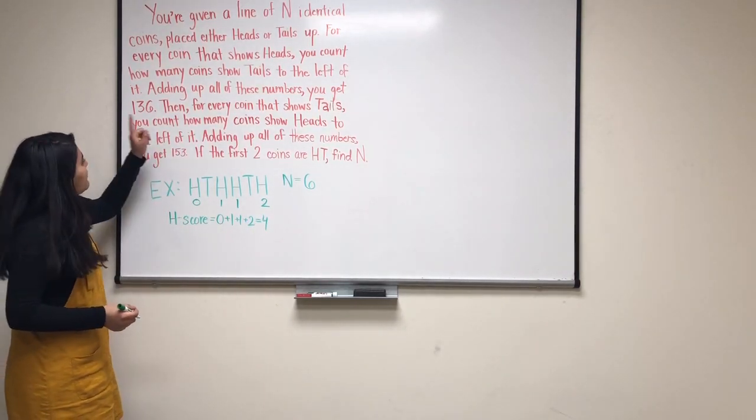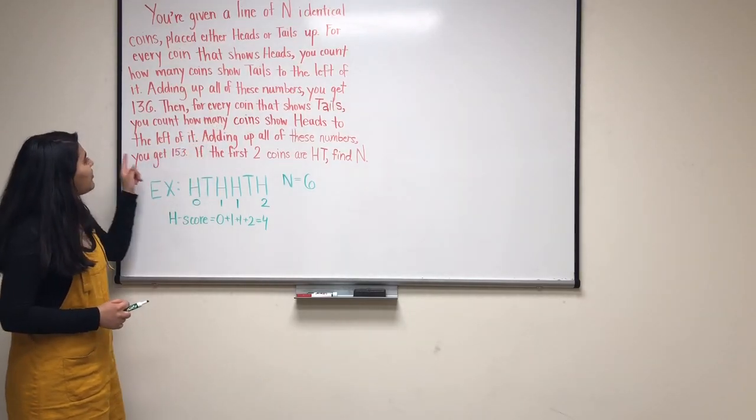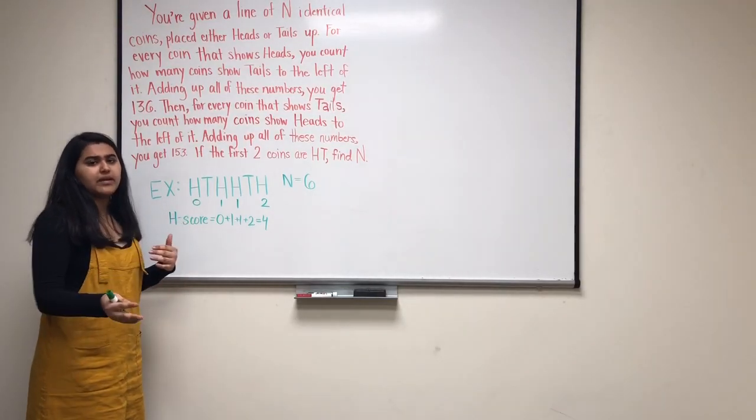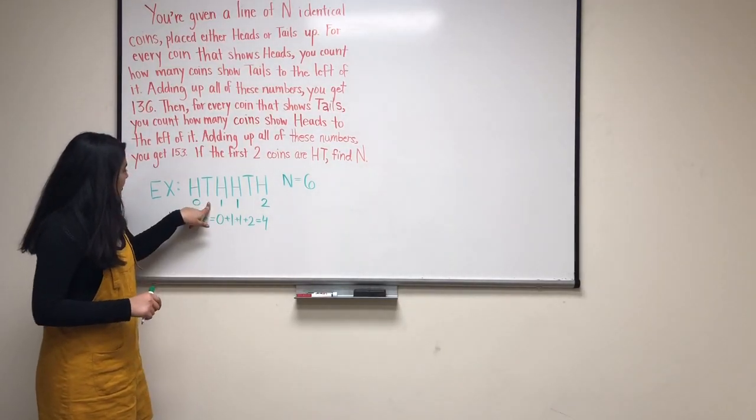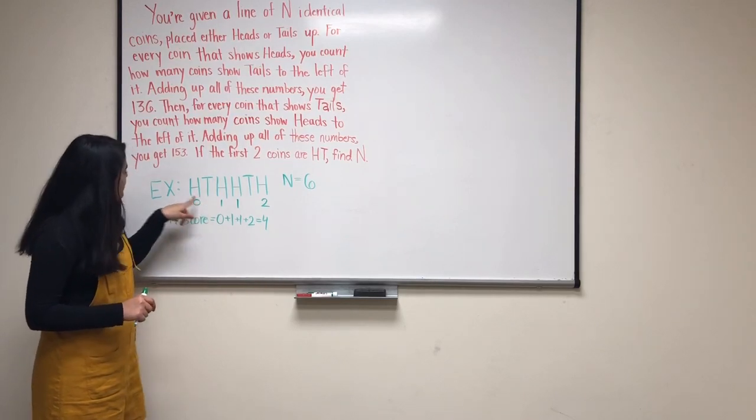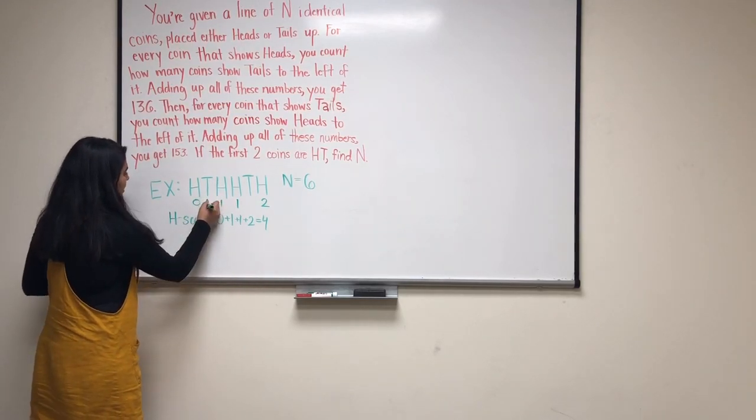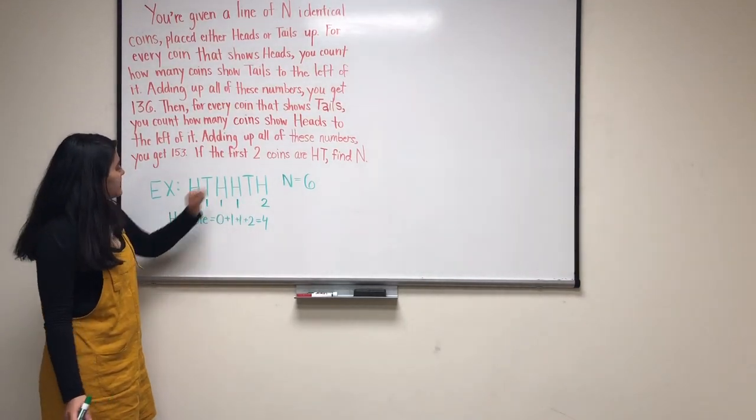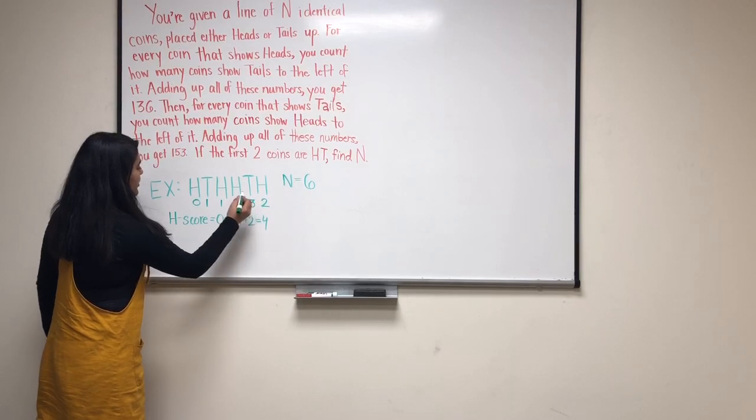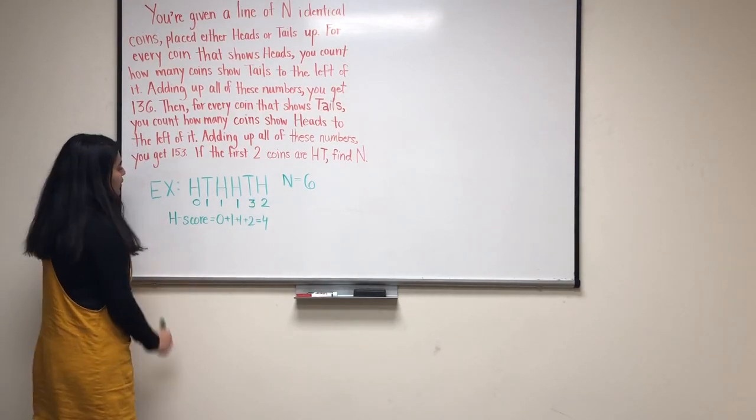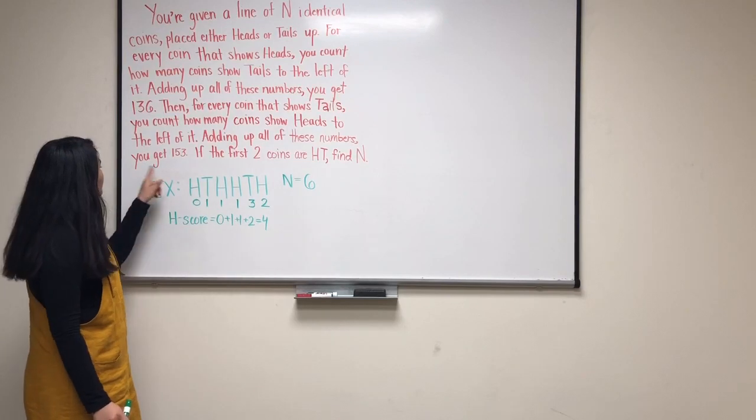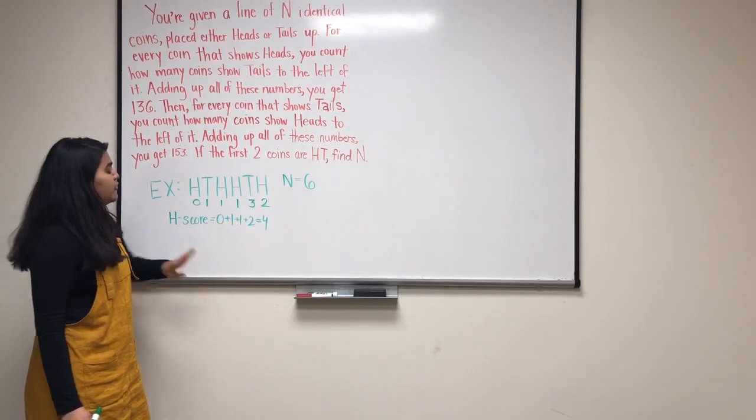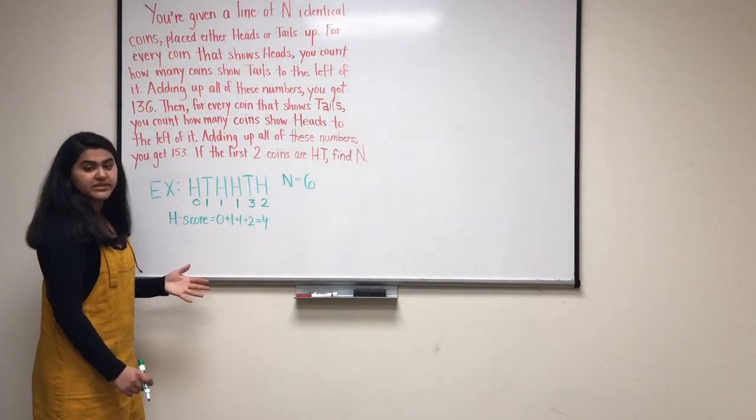It then says, for every coin that shows tails, you count how many coins show heads to the left of it. We're going to be repeating the same exact steps, except now for tails. The first tails appears here. We have 1 head to the left of it, so its score is 1. Moving on to the second and last tails, we have 3 heads to the left of it, so I'm going to assign it a score of 3. Now, it says adding up all of these numbers, you get 153. But in our case, adding up all these numbers, which is just 1 plus 3, you get 4. And I'm going to call this the T-score.